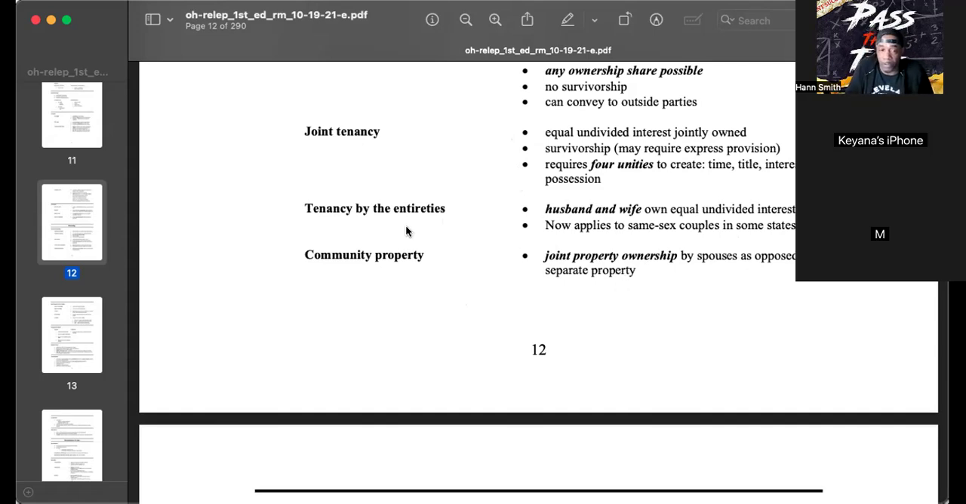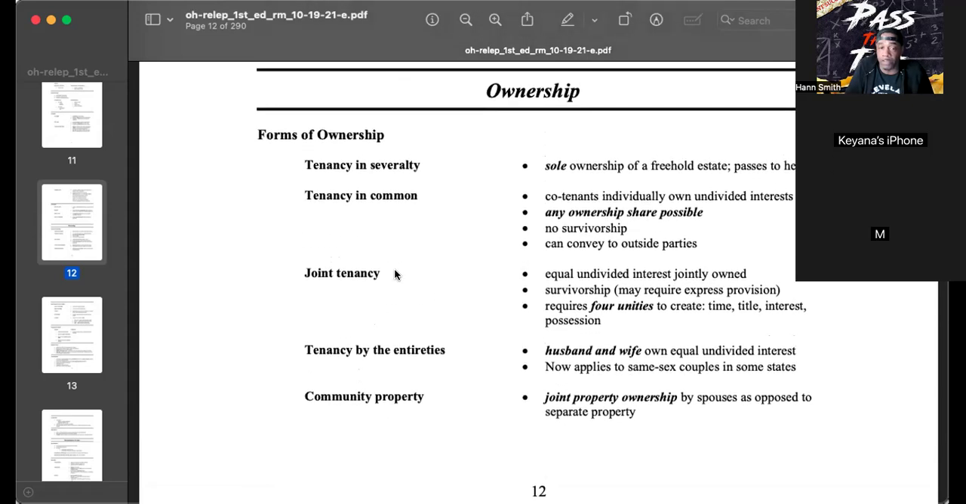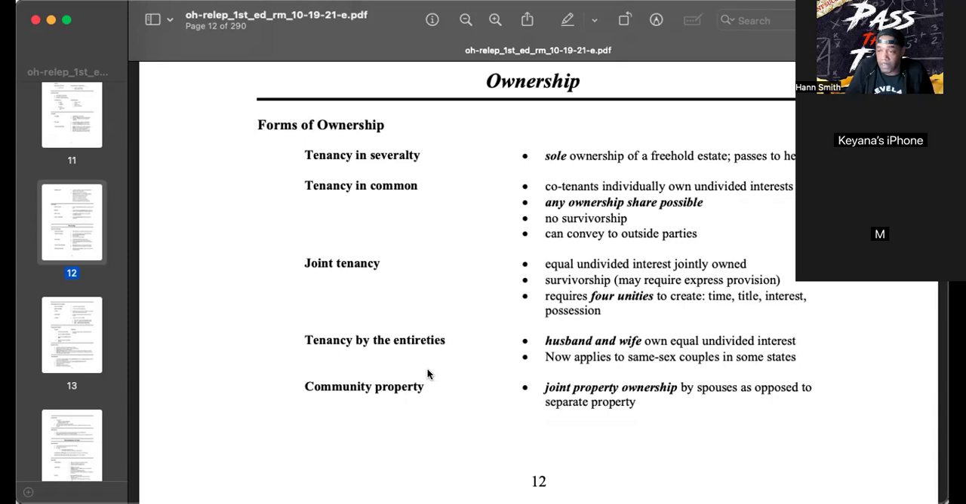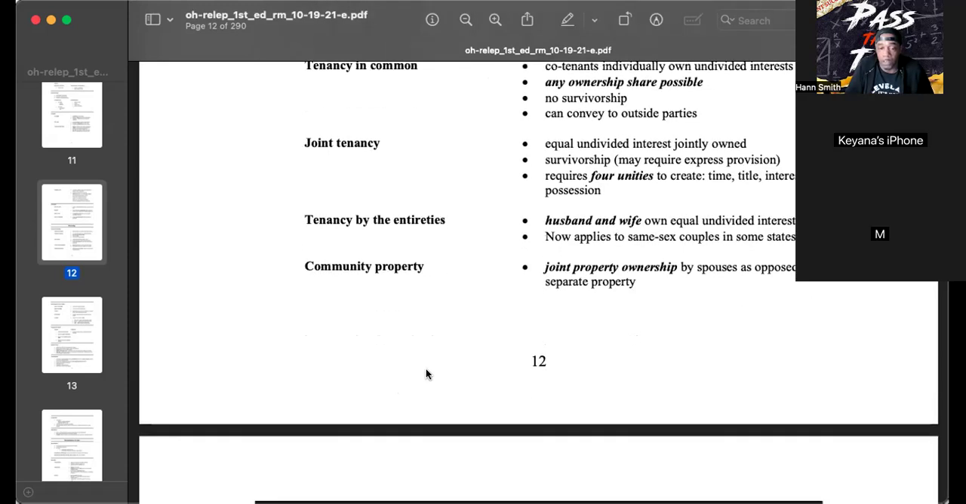You don't really have to worry about the last two. If I was going crazy, I would just know tenancy in common, in and out, and this is easy to remember because we kind of figured that out. But these two, I'm not really going to commit a whole lot of time to studying those.